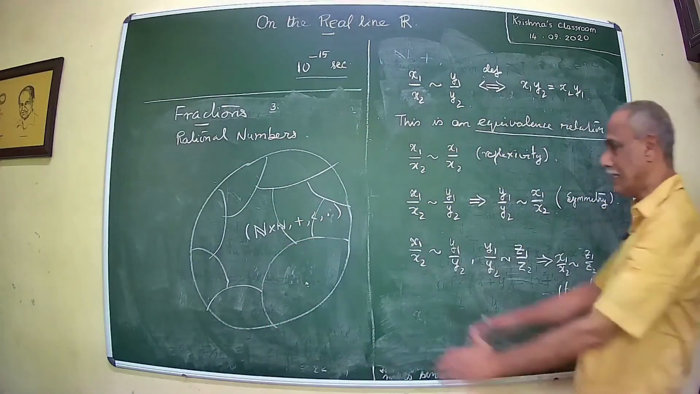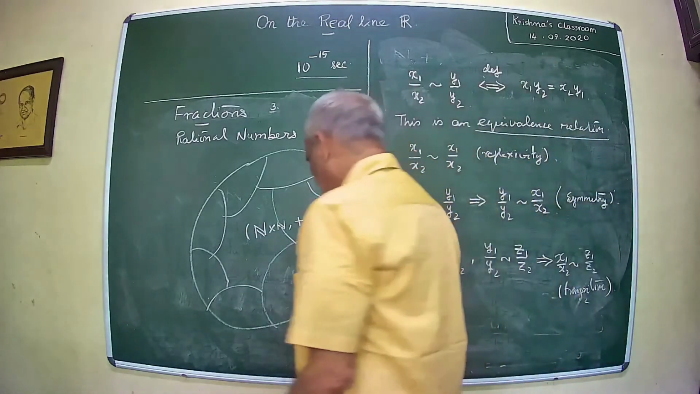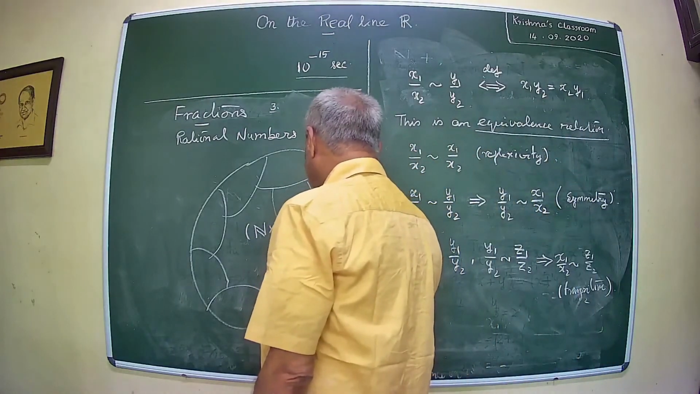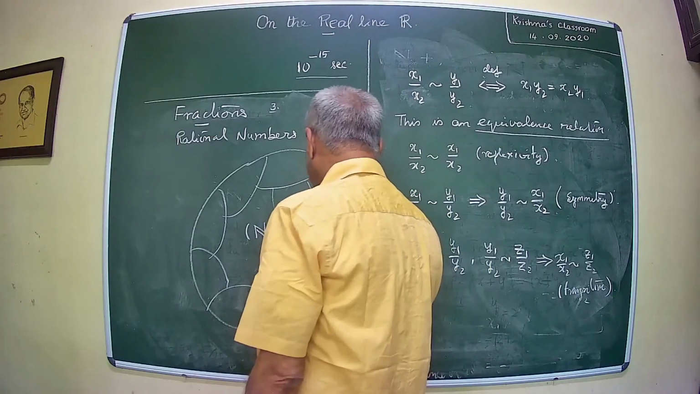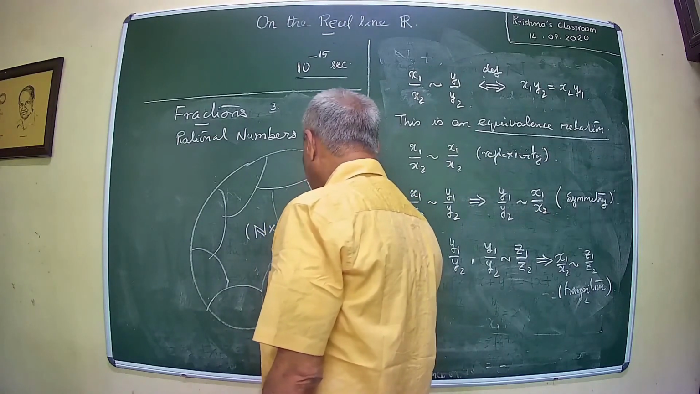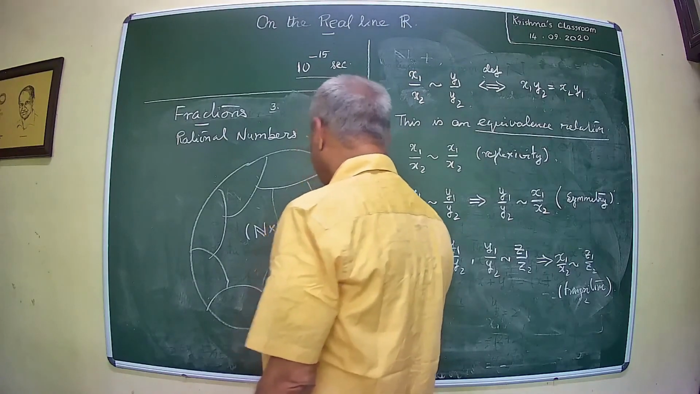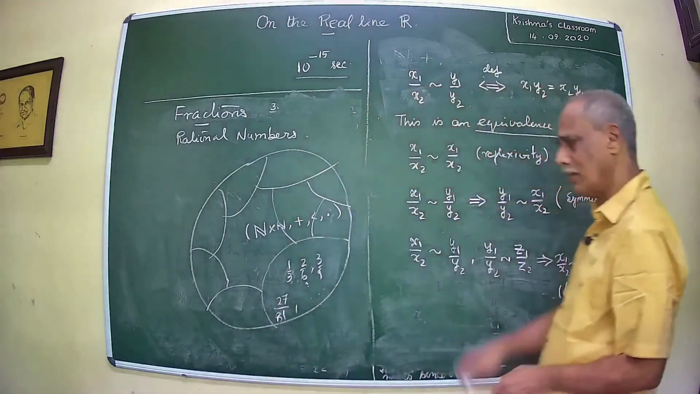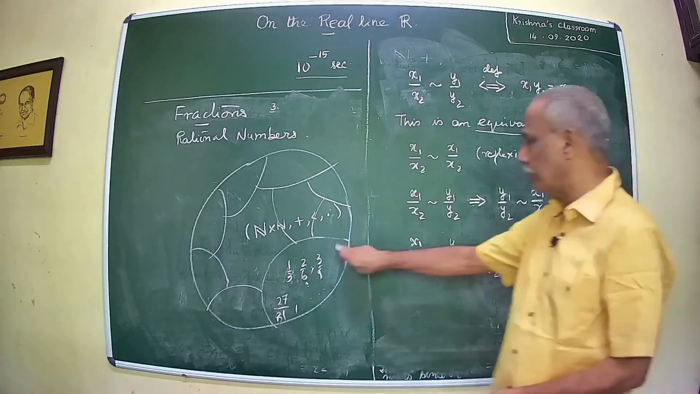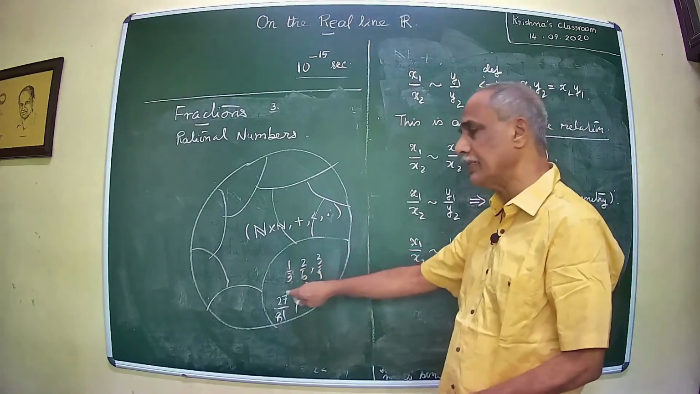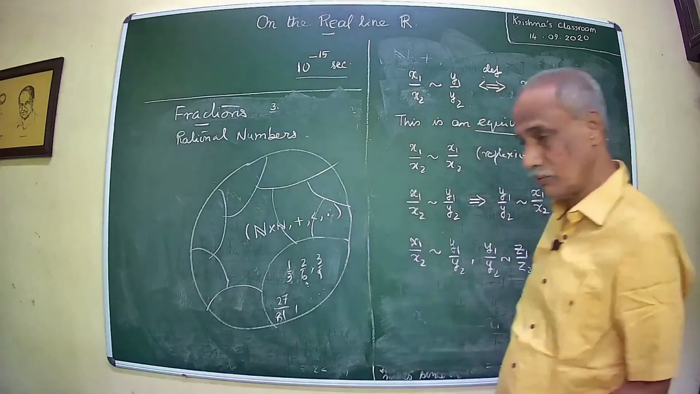So you have collected all these classes. For instance, if 1 by 3 is here, then 2 by 6 is there, 3 by 9 is there, 27 by 81 is there, and so on. All these elements are there, and they are equivalent to each other. But you won't see 1 by 2 in this, because 1 by 3 is not equivalent to 1 by 2. So that's what you have.